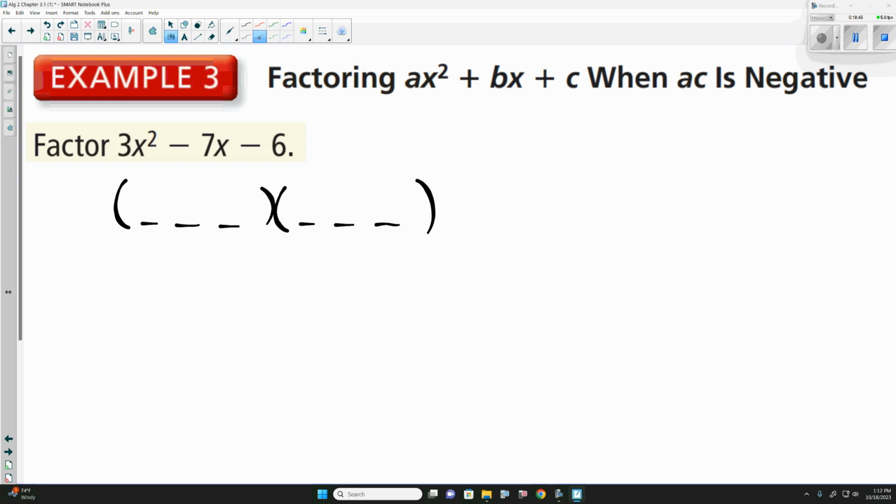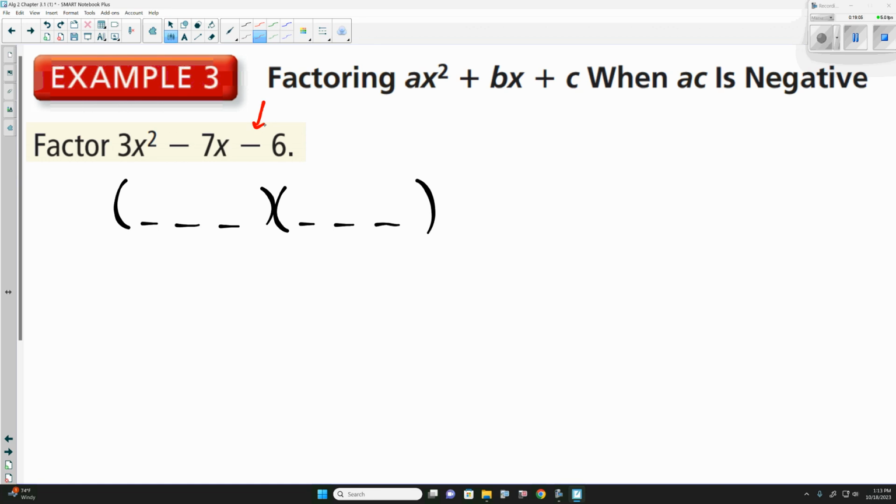Do our two sets of parentheses with 3 spaces. The next thing I do is the signs. If the third term is positive, the signs are the same and match the sign of the middle term. If the third term is negative, our signs are opposite. Here it is negative, so one's positive, one's negative.